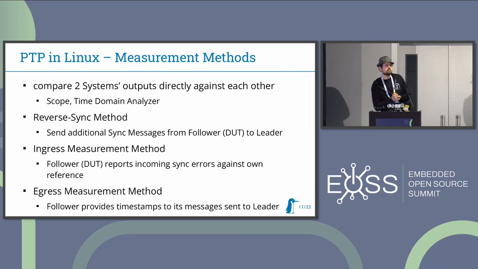And now we come to the measurement part. So how can we measure if two systems are actually synchronized? The most obvious way of doing that is basically just generating pulse outputs on each second, for example. Usually they are called pulse per second outputs, or PPS for short, and just hook them up to an oscilloscope or a time domain analyzer or whatever measurement equipment you've got, and compare the edges if they match up.